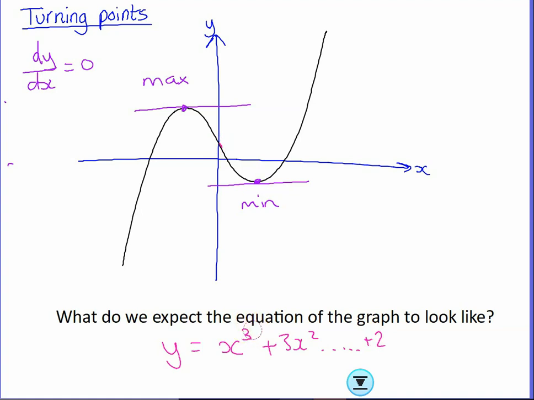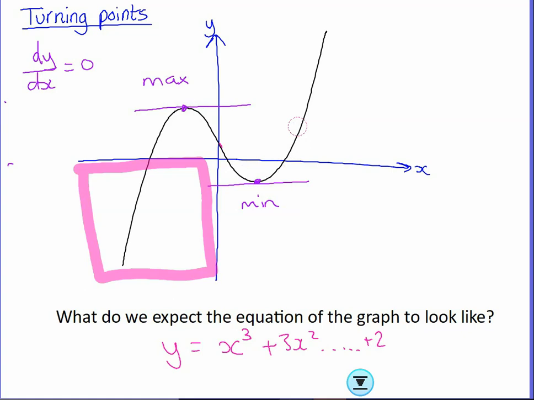And that's always going to tell me that the graph will start in the bottom left quadrant. It will then turn, so I'll have a maximum point. I'll then have a minimum point and then it will go up. And in a later slide I'll show you why that's really important.